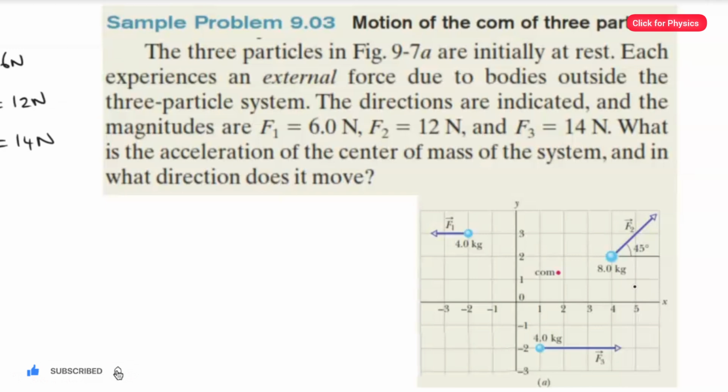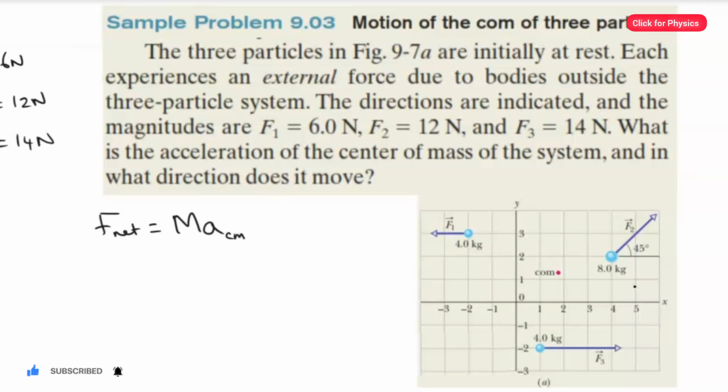Now we have to consider Newton's second law. What is Newton's second law? The net force is equal to mass multiplied by acceleration. So here we have to find the acceleration of the center of mass. Here CM stands for center of mass.